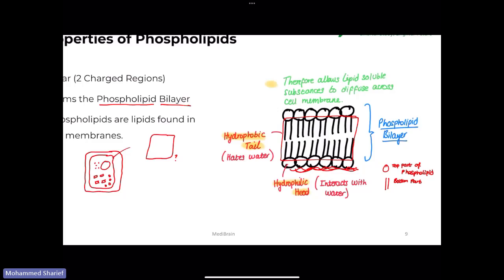Because the outside interacts with the water, that's the hydrophilic head, and the tails hate the water. The tails actually love lipids. Because it's phospholipids, they're actually made up of fatty acids. So why wouldn't they like someone that's from the same category as them? So basically the hydrophobic tails love the lipids. So they allow lipid soluble substances to diffuse across the cell membrane.